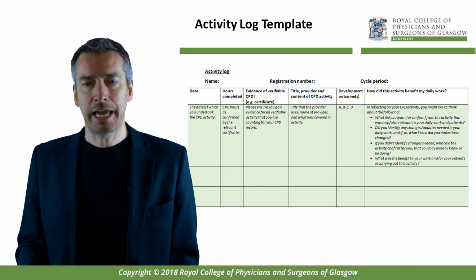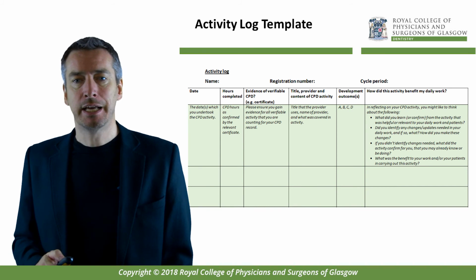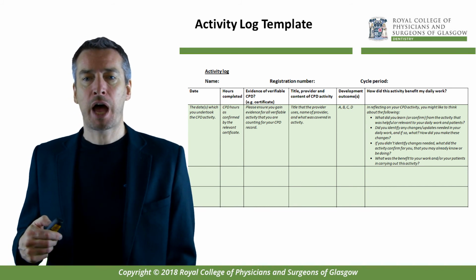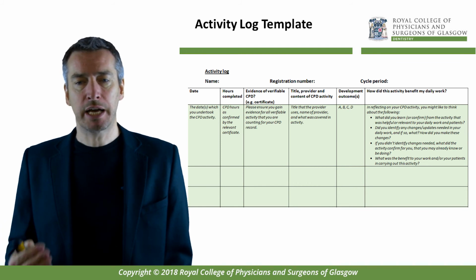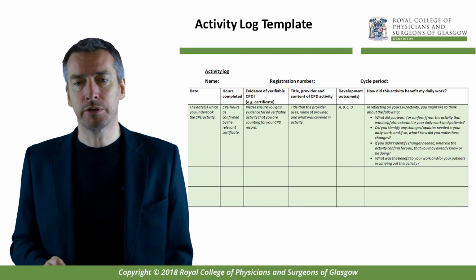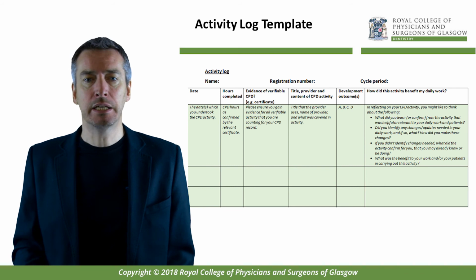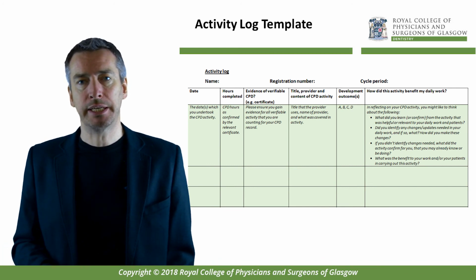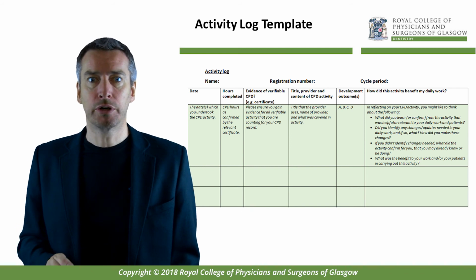We're being asked again to indicate the development outcomes. We've already talked about the A, B, C, and D. And then finally, how did this activity benefit my daily work? And you'll see just below that in the small writing is exactly those questions that I've just gone through with you. So once you've been to your CPD, you would fill in this template, and it would help you create a reflective log.